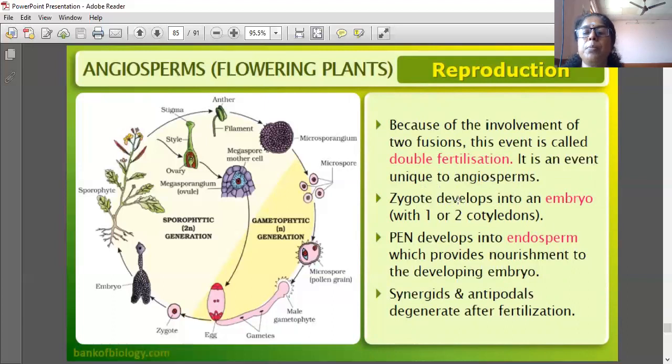The zygote develops into an embryo with one or two cotyledons. The primary endosperm nucleus develops into endosperm, which provides nourishment to the developing embryo. Synergids and antipodals degenerate after fertilization.